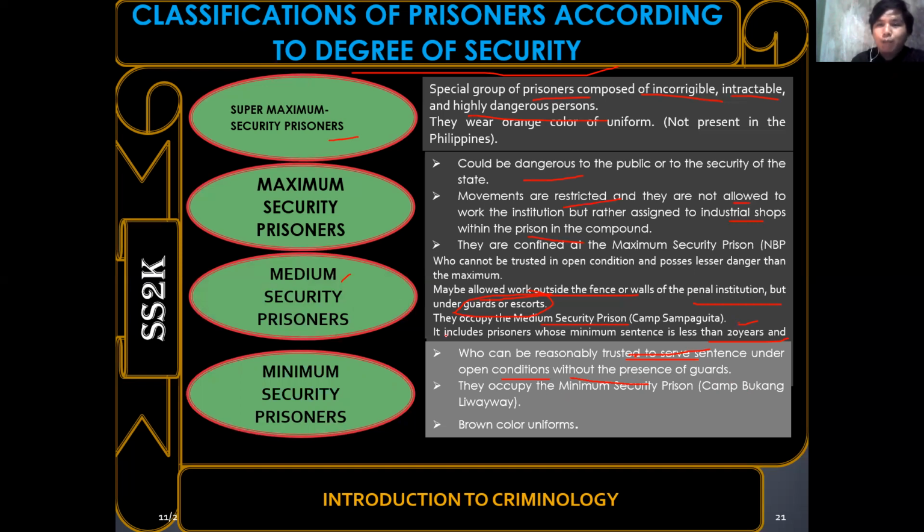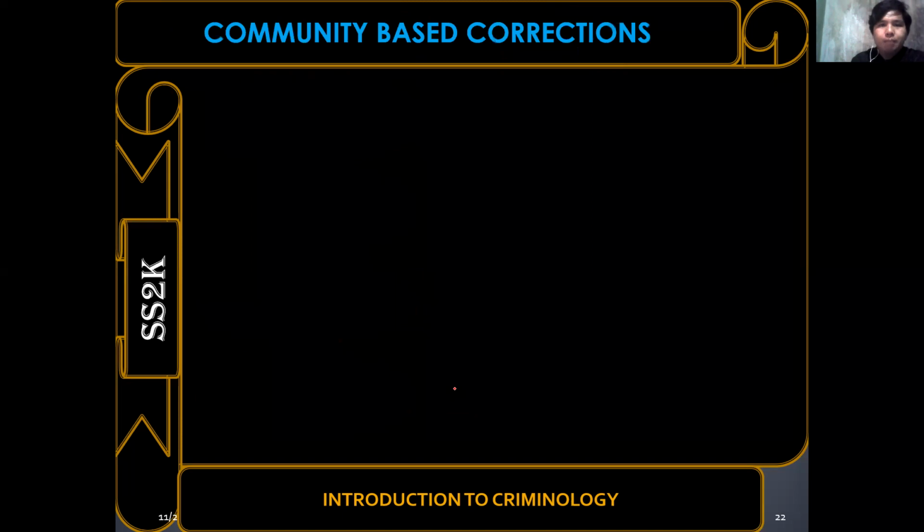Nangangamoy pa lang yung bango ng Sampaguita. Di ba? So, medium yun, medium. Pero pagka malapit ng lumaya, nililipat sila sa Camp Bukang Liwayway. They wear brown color uniform or gray. Yun po yung minimum security prisoners.